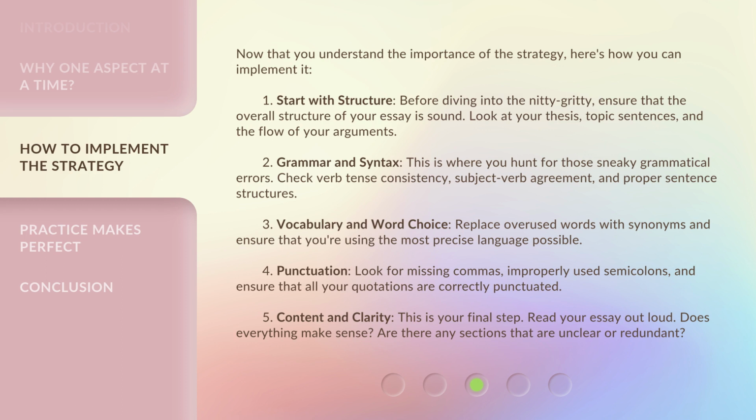4. Punctuation. Look for missing commas, improperly used semicolons, and ensure that all your quotations are correctly punctuated. 5. Content and clarity. This is your final step. Read your essay out loud. Does everything make sense? Are there any sections that are unclear or redundant?